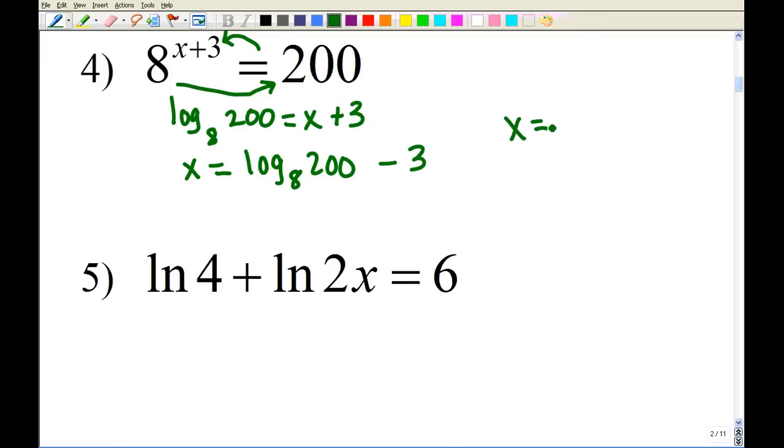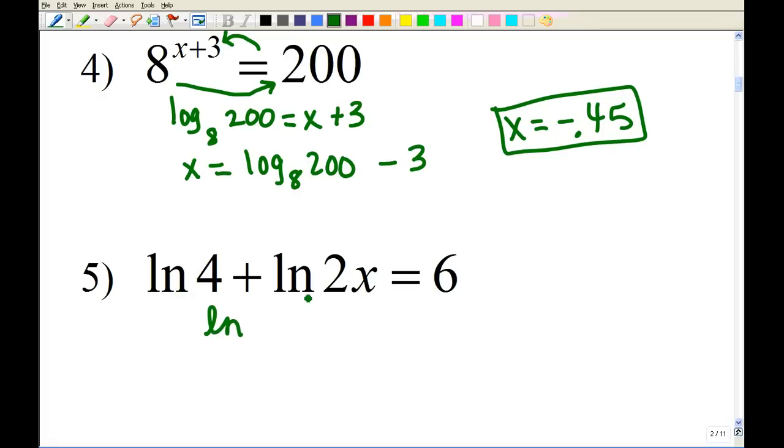So x equals negative 0.45. Number 5, ln of 4 plus ln of 2x equals 6. Just like we can combine the problems like in number 3 where we had log, we can also combine the ln, because that's just log base e. It's just log with a different kind of base, and so short for that would be ln. So when I combine these, since there's addition here, I will multiply them. So ln of 8x equals 6.